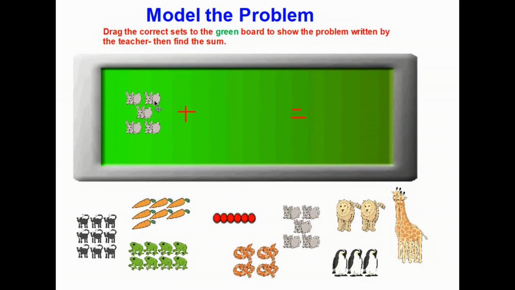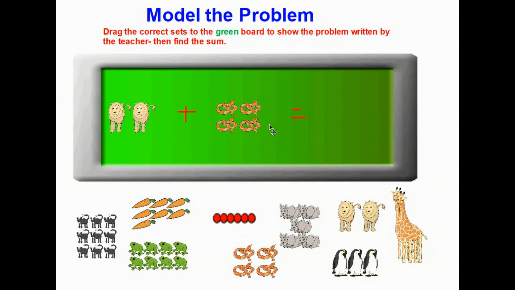You can change them. Let's change the animals. Here you have 2 lions, and here you have 4 snakes. How many in total? You have 4 here, 2 here, 6. Right? How many? 6 animals.